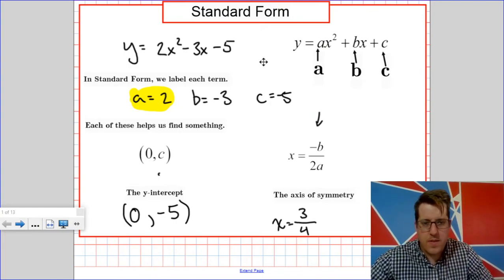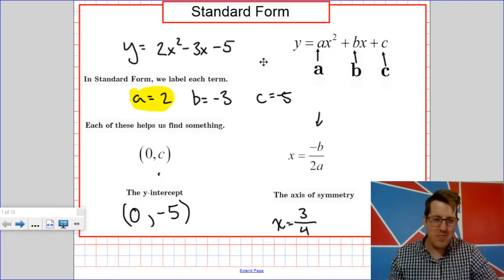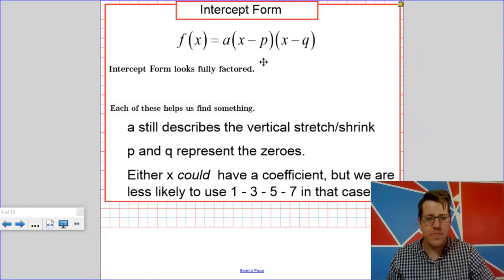One last note about standard form. Your textbook refers to standard form as general form and vertex form as standard form. Just a thing to know. Just a difference in opinion between most high school math teachers and the fine fellow who wrote your textbook.